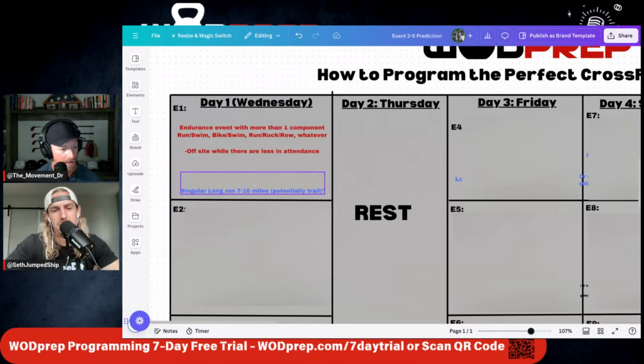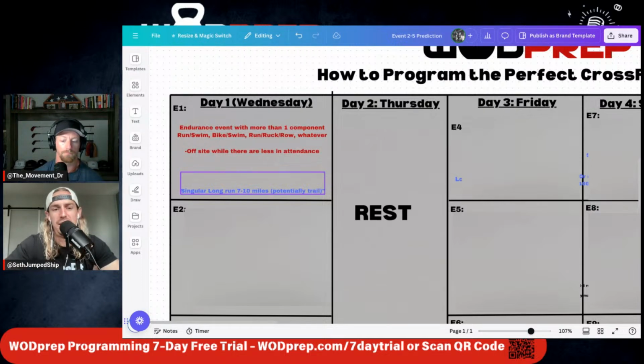What's long? I have 7 to 10 miles here, right? Trail. It doesn't have to be a trail run, but something that's challenging, that's going to put some real distance on the ankles and on the joints to start the weekend.